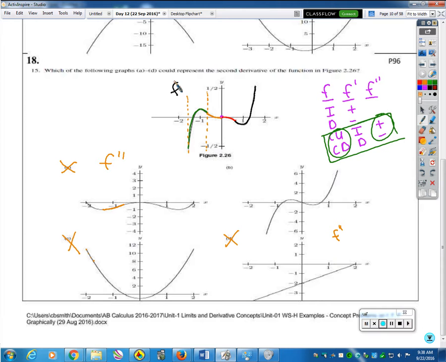So we noticed if the function is switching back and forth from concave up to concave down, the second derivative has to switch from having positive y coordinates to negative and back and forth.